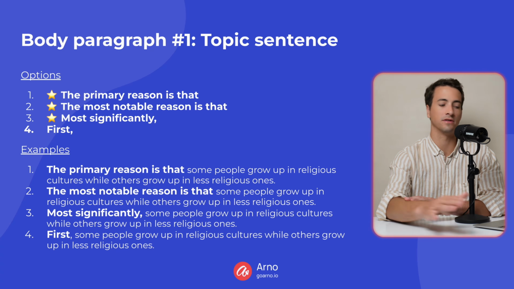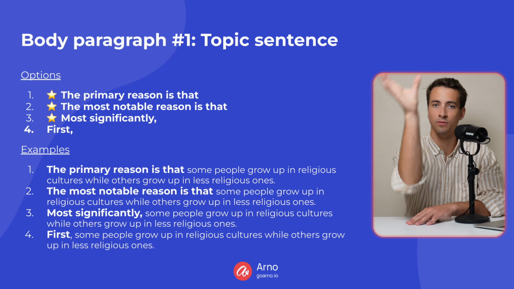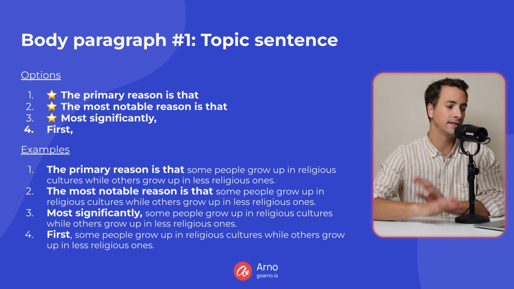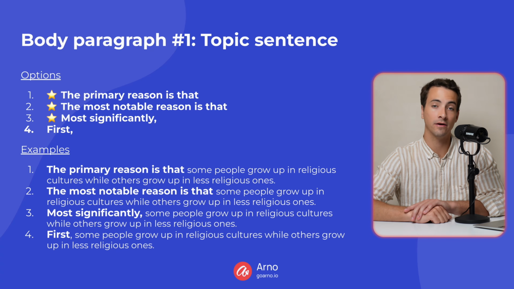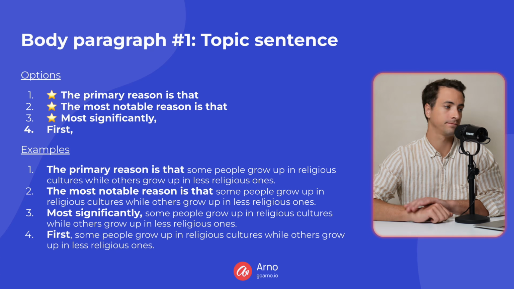So very simple. You can see you just take those options and you put them at the beginning of the sentence. The rest of the sentence will stay the same. It's important to note that most significantly requires a comma after significantly. So don't forget about that.